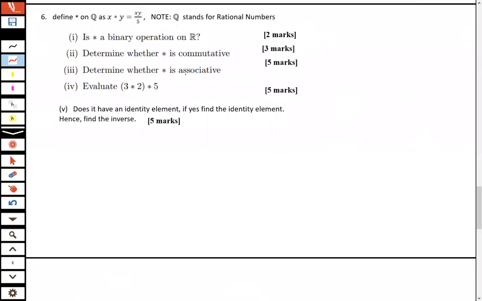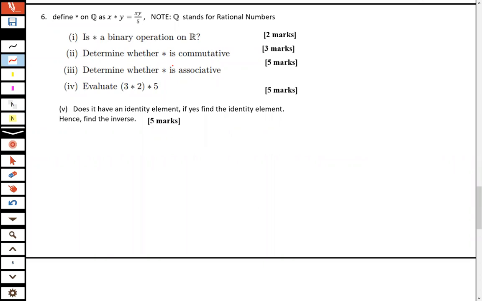So welcome back. Let's now solve question 6. So the question is: define star on Q, which is the set of rational numbers, as x star y is equal to xy over 5. Note that Q stands for rational numbers, which I've talked about.